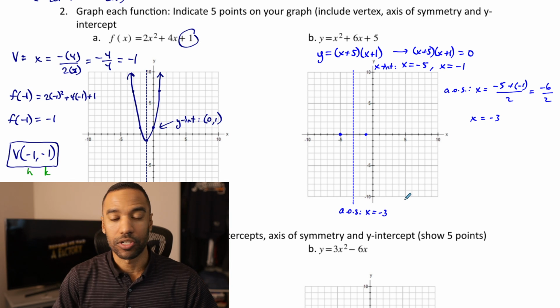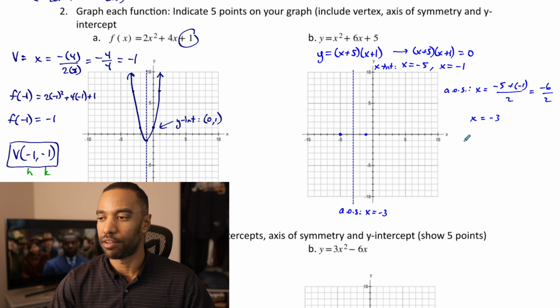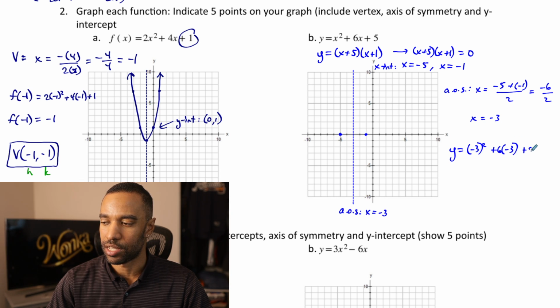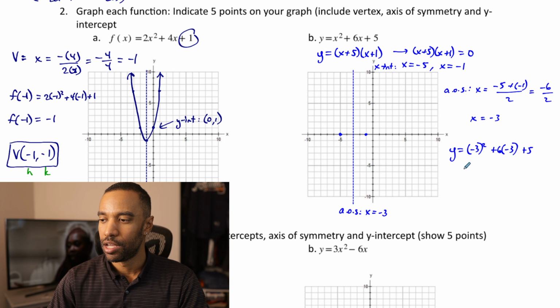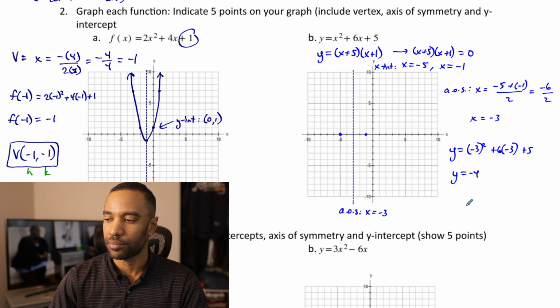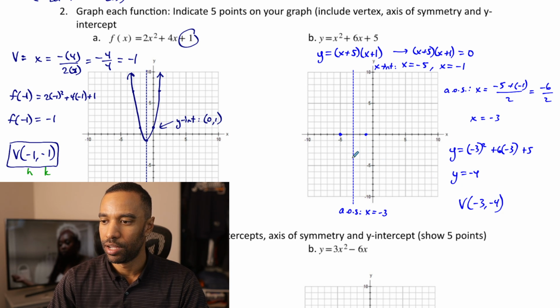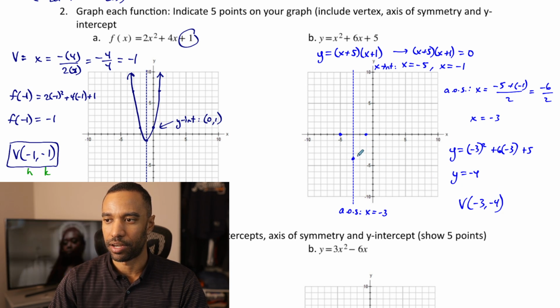The y value of the vertex still needs to be found. You have to substitute -3 in for x. So y equals -3 squared, which is 9, plus 6 times -3, -18. 9 minus 18 is -9, plus 5 is -4. So y equals -4. Your vertex is at -3, -4. So -4 on the axis of symmetry right here.